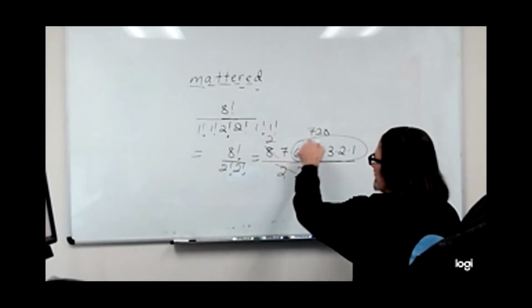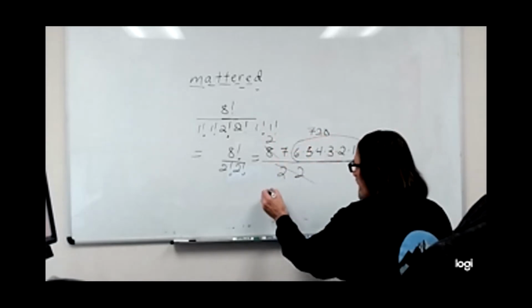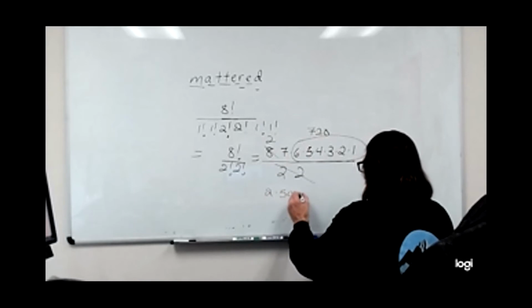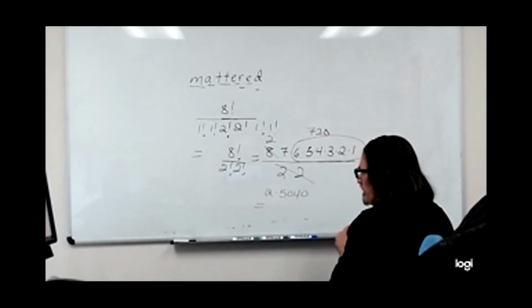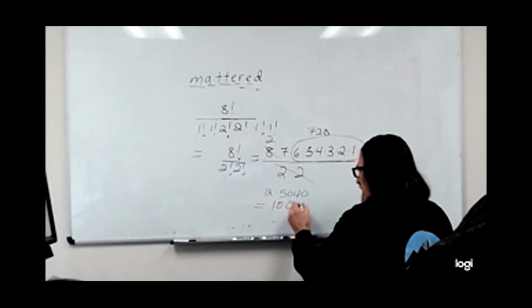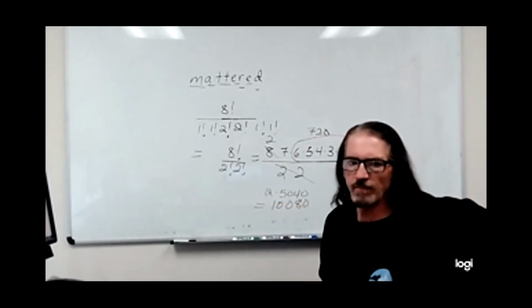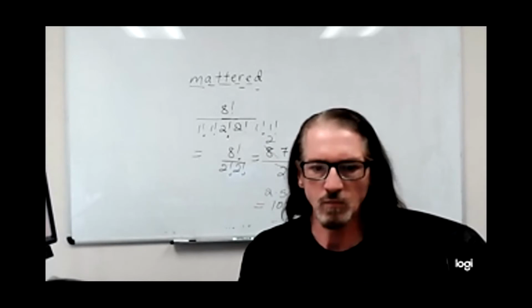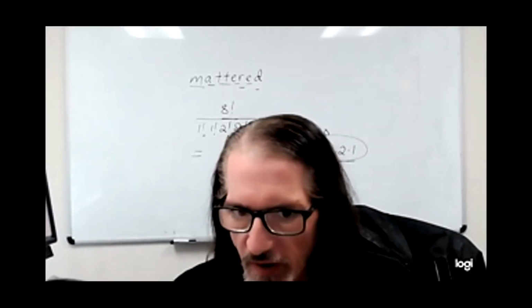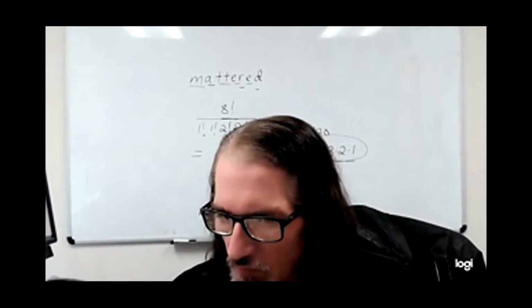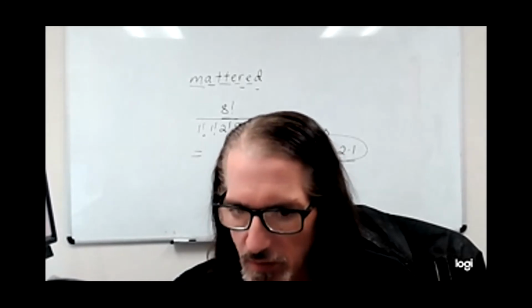And 7 times 720 is 5,040. So I'm looking for 2 times 5,040, which should be 10,080. Let's check that out. Again, we're not going to really need to worry about putting in the 1 factorials there. So let's see here.